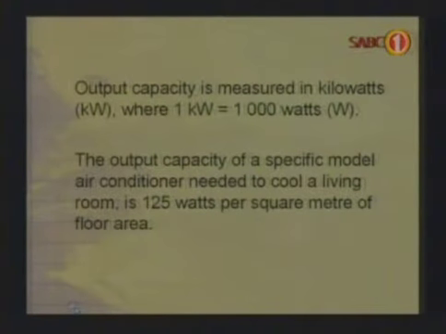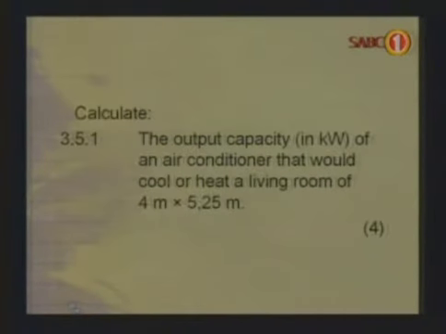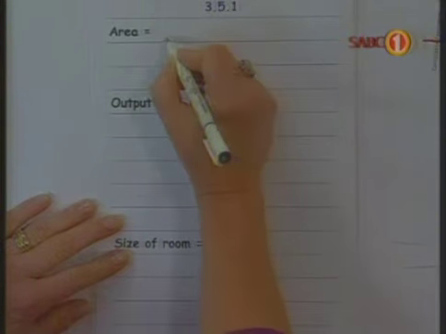Output capacity is measured in kilowatts, where 1 kilowatt is 1,000 watts. There they've given us a conversion which we're going to have to use. The output capacity of a specific model air conditioner needed to cool a living room is 125 watts per square meter of floor area. We have to calculate firstly the output capacity in kilowatts of an air conditioner that would cool or heat a living room of 4 meters by 5.25 meters. So what we need to do is calculate the area, and area is length times breadth.